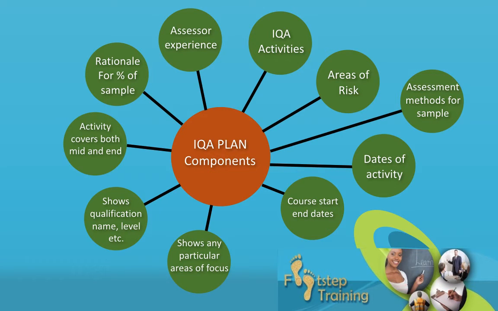The IQA plan can also show any particular areas of focus. It can be useful to ask assessors if they have any particular areas they would like your support and focus on, or to highlight any learners or groups that they think could benefit from IQA support. You may also have particular areas of focus as a result of previous IQA activity that have shown shortfalls in activity and/or quality of assessment processes.